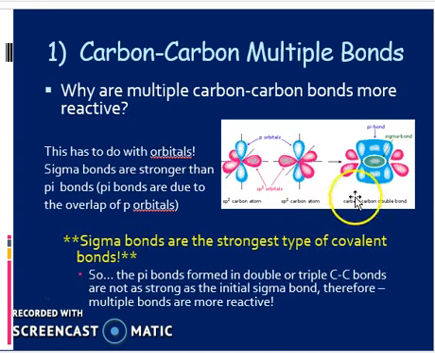Okay, so here's another recap of this. So why are carbon-carbon bonds more reactive if they're double or triple? It has to do with the fact that pi bonds are much weaker in terms of the sharing of those electrons in comparison to a sigma bond. So remember that pi bonds, right? One pi bond exists in a double bond, and if you have a triple bond, you have two pi bonds. But regardless, the sigma bond is the stronger of the two types.